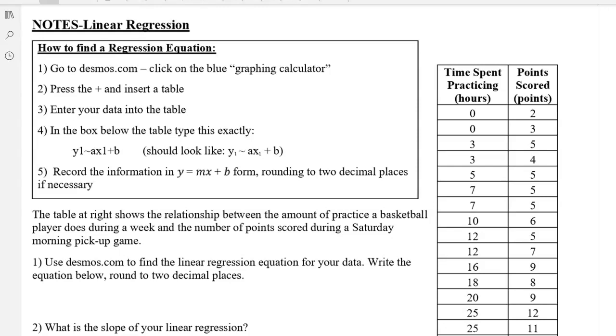So it says here, the table at the right shows the relationship between the amount of practice a basketball player does during a week and the number of points scored during a Saturday morning pickup game. Okay. Now, one says, use Desmos.com to find the linear regression equation for your data. Write the equation below, round to 2 decimal places.